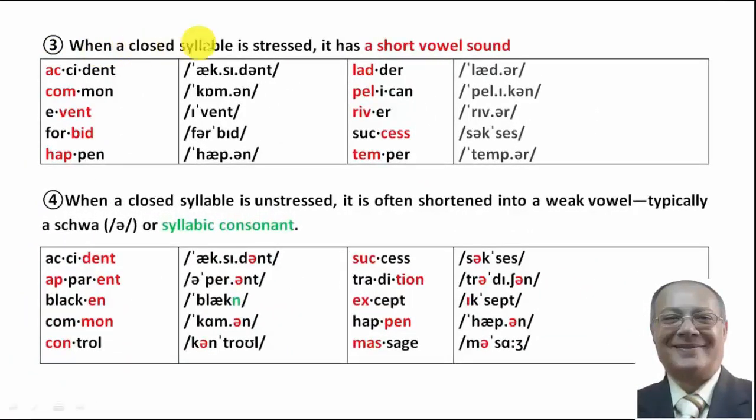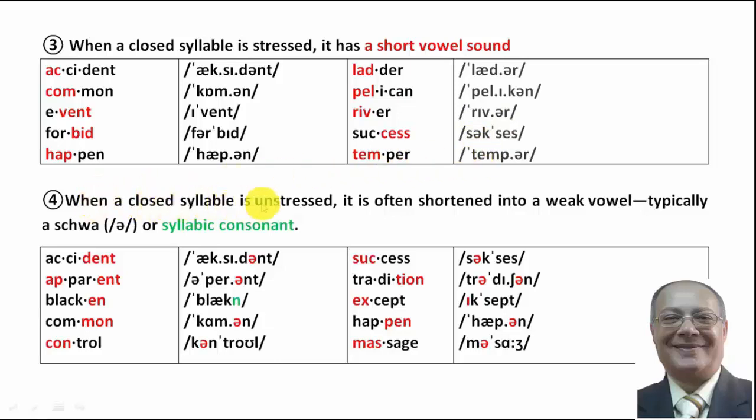When a closed syllable is stressed, it has a short vowel sound. Accident, common, event, forbid, happen, ladder, pelican, river, success, temper.